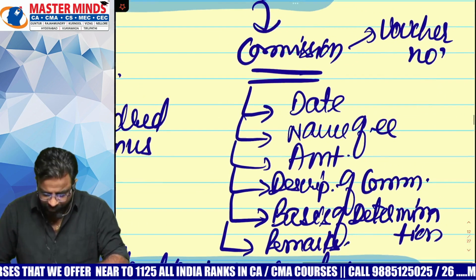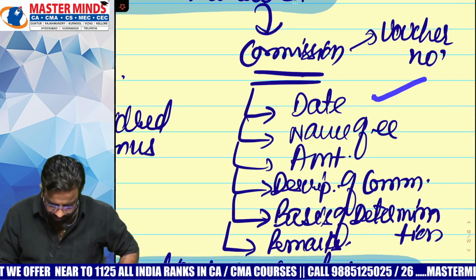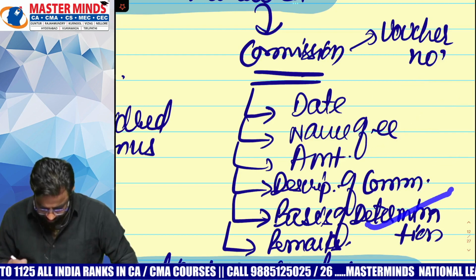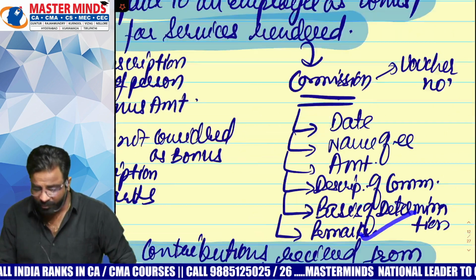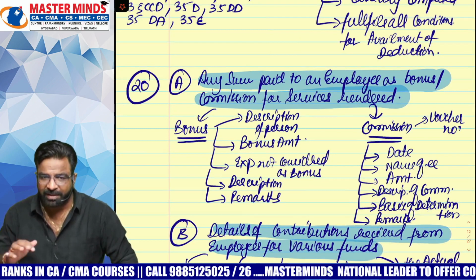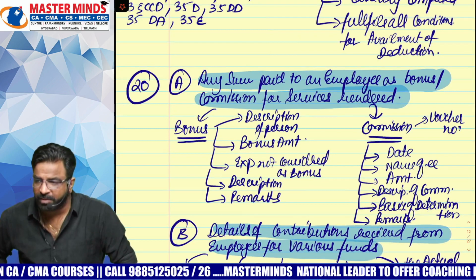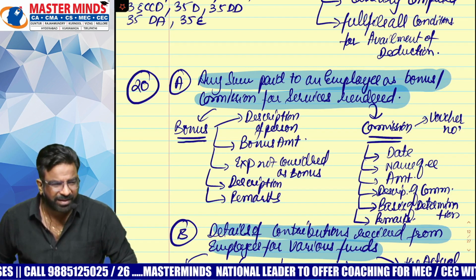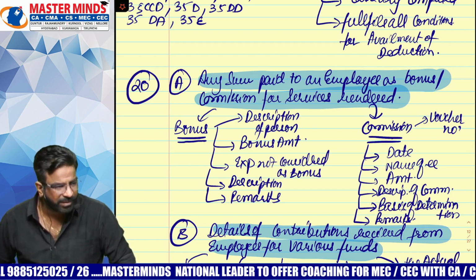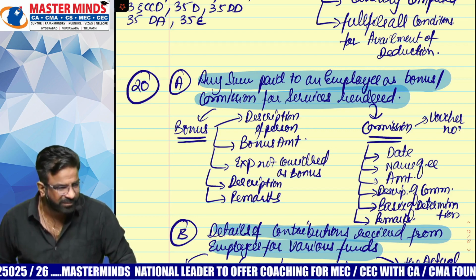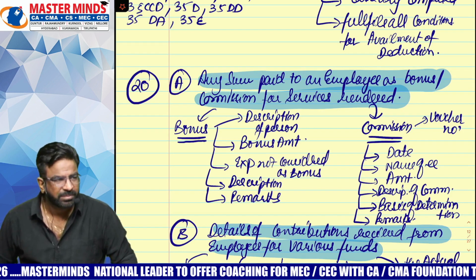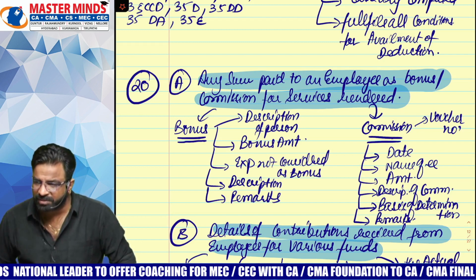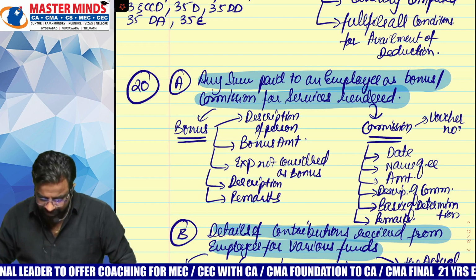Commission में you have to check the voucher number, the date of commission, name of the employee, amount of commission, description of commission, basis of determination of commission, and what? Remarks. So what is the clause number 20, everyone? In that A, if you are paying a bonus or commission. Tell me the 4 things you are checking in bonus. एक एक दो वर्ड याद कर लो ना. Description of employee, description of bonus, amount of bonus, and in the commission, voucher number, amount of commission, description of commission, method of determination, and remarks.